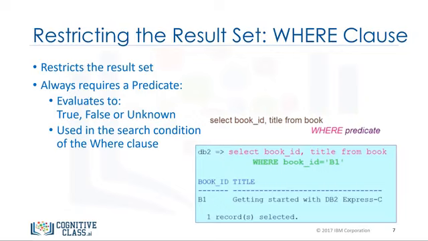So, if we need to know the title of the book whose book_ID is B1, we use the where clause with the predicate book_ID equals B1. Select book_ID, title from book where book_ID equals B1. Notice that the result set is now restricted to just one row whose condition evaluates to true.